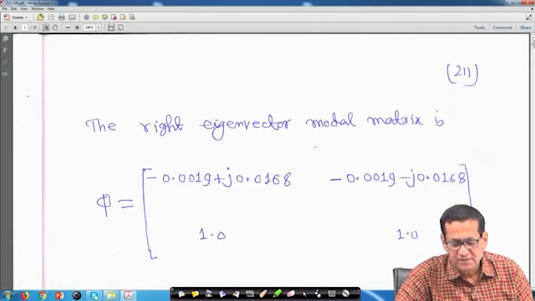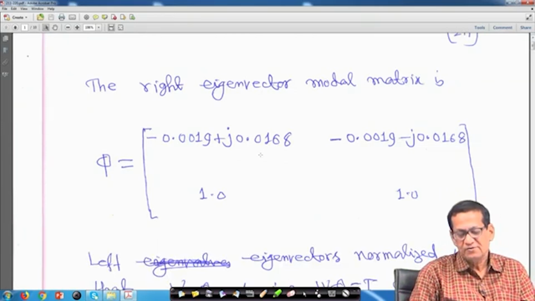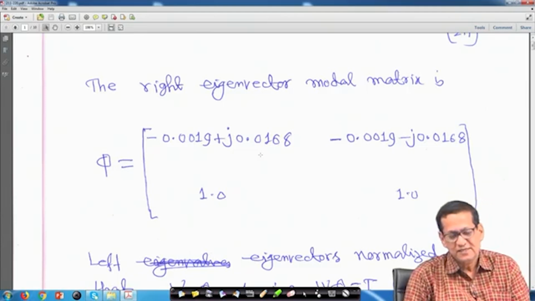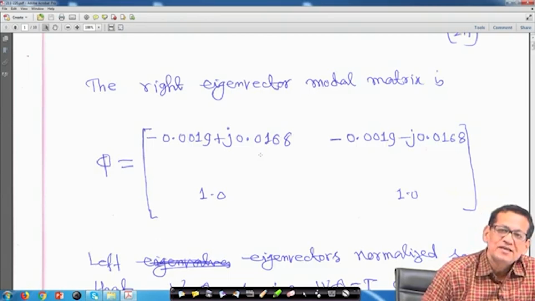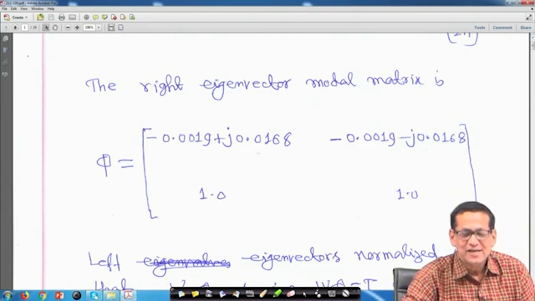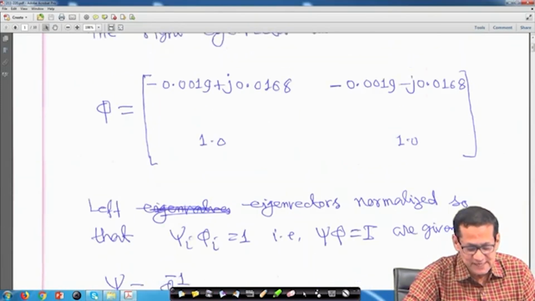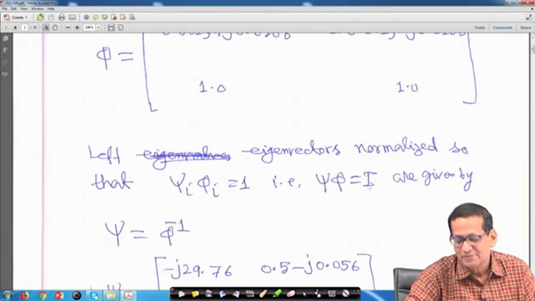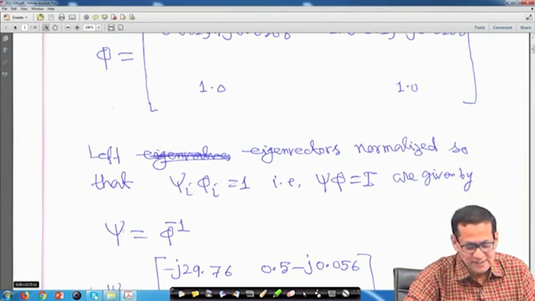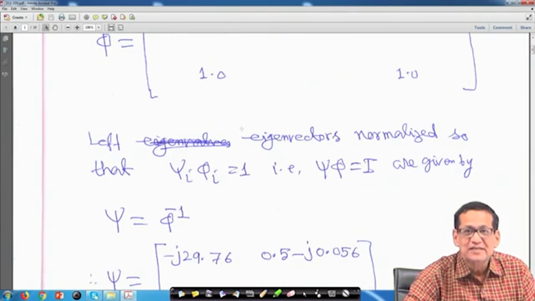Right. The right eigenvector modal matrix is phi, given as phi 1 1, phi 1 2, phi 2 1 and phi 2 2. This is my phi, the right eigenvector modal matrix. Now, we have seen that psi i phi i is equal to 1, or in general psi phi is equal to I, the identity matrix. Therefore, psi is equal to phi inverse, that means, if you take the inverse of this one, you will get the left eigenvector.